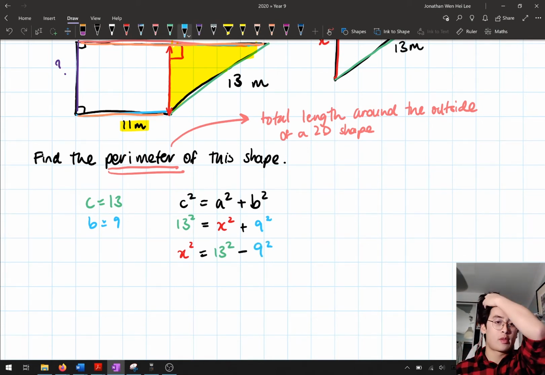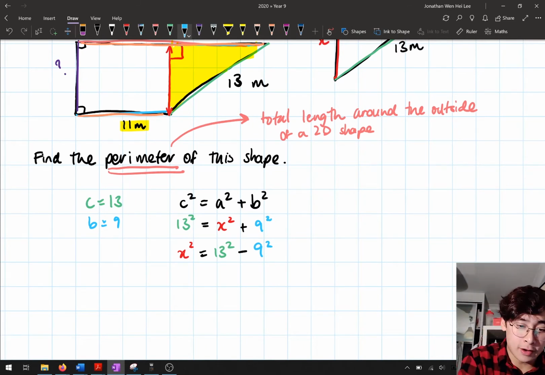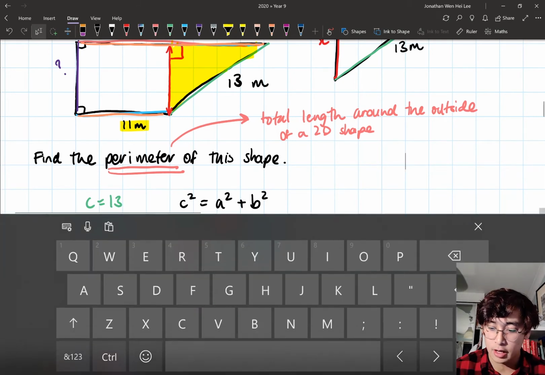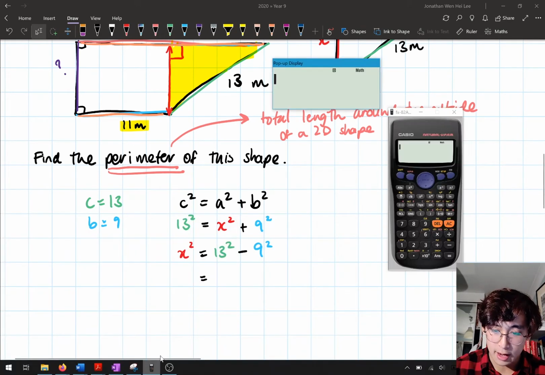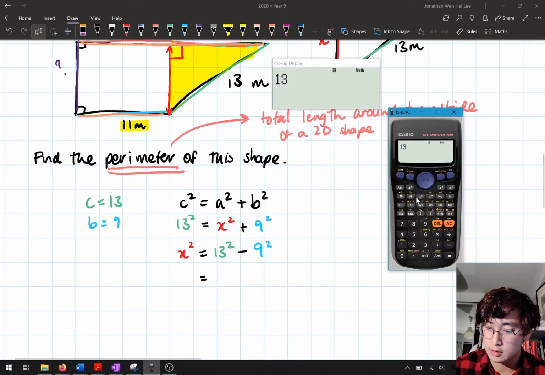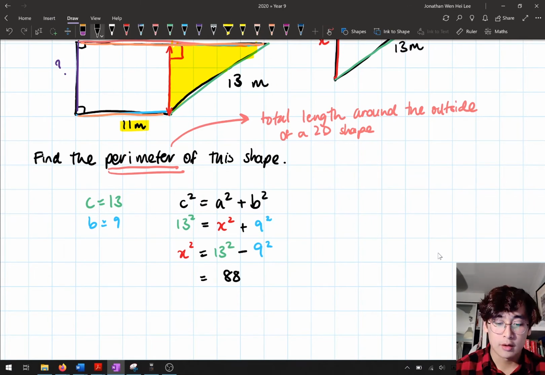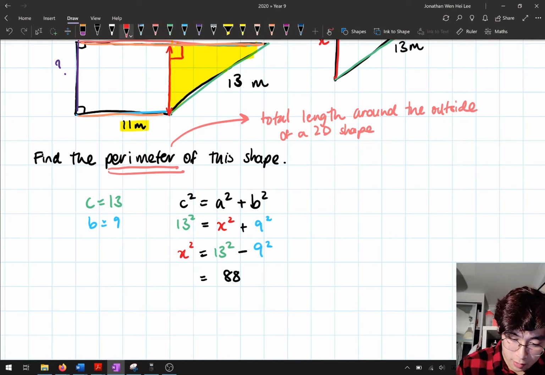Now that I've done that, I'm going to figure out what 13 squared minus 9 squared is. I can do that on my calculator. I'm going to grab my calculator out. Here we go, 13 squared minus 9 squared gives me 88. So I've got X squared is equal to 88. And what's the final step I need to do if I'm using Pythagoras' theorem? I need to take the square root. So X is equal to the square root of 88.